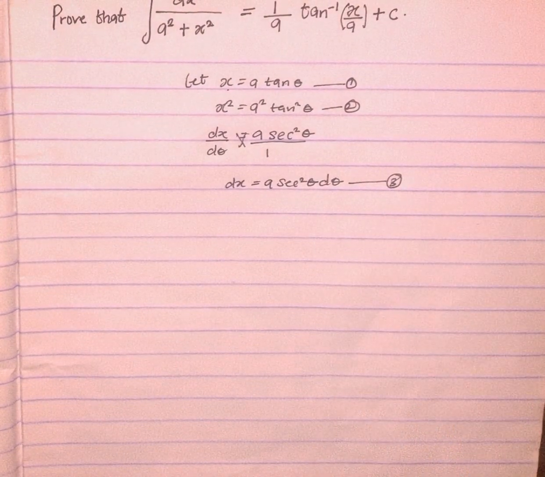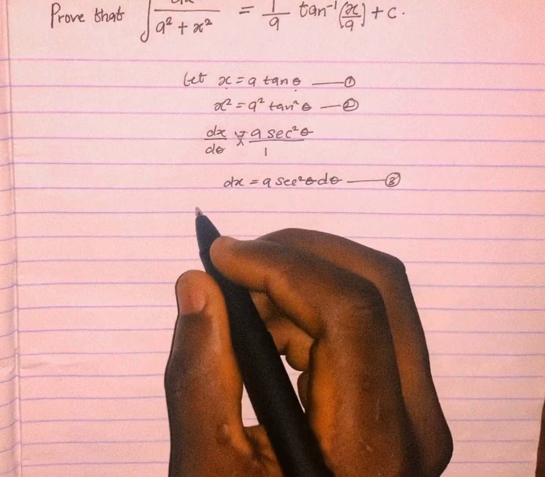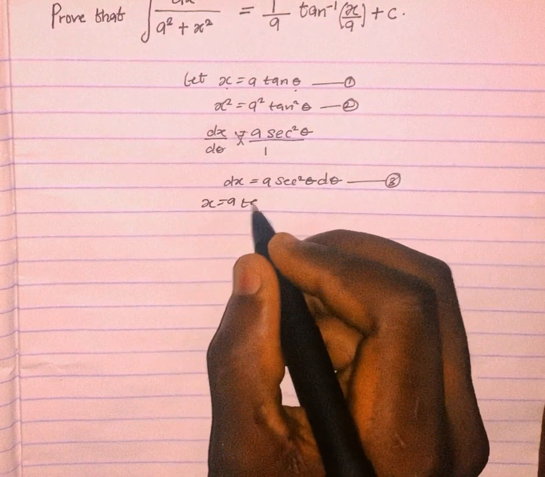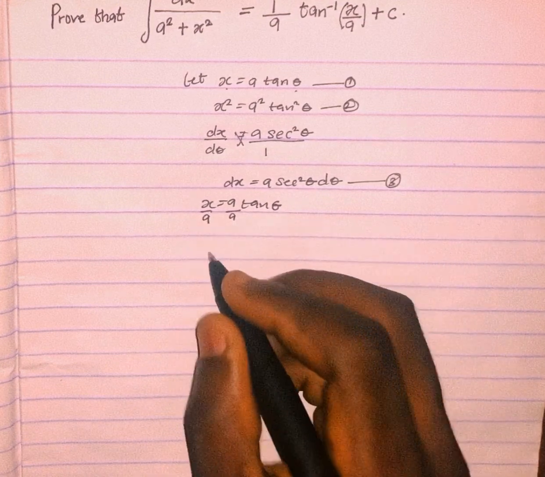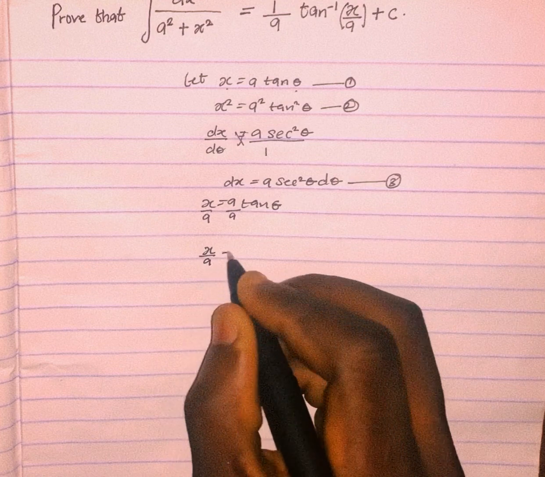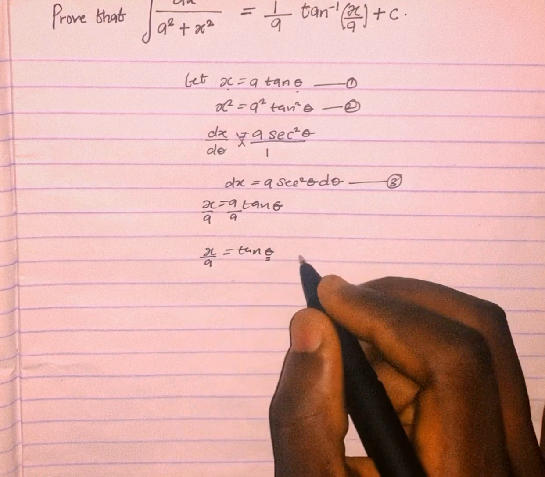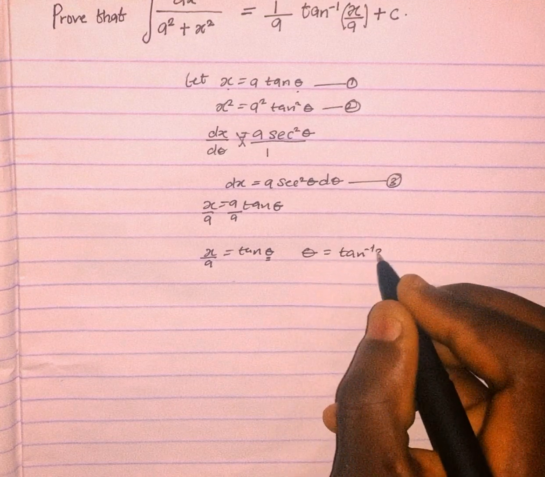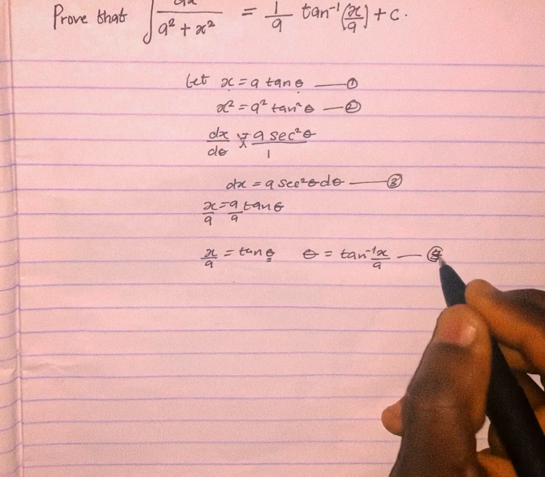Then what else do we need? From equation 1, you can simply make theta the subject of the formula. We have x equals a tan theta. Divide both sides by a. We have x over a equals tan theta. Make theta the subject of the formula. We have theta equals arctan x over a. Call this equation 4.